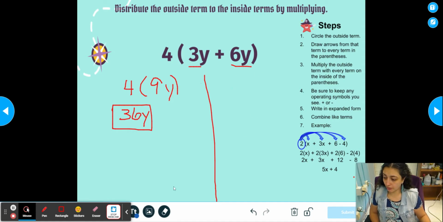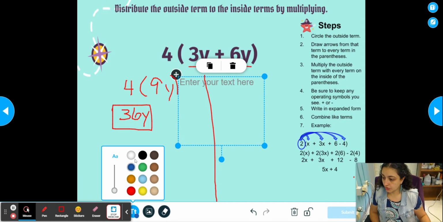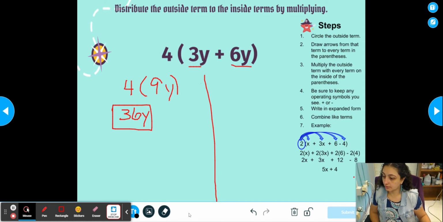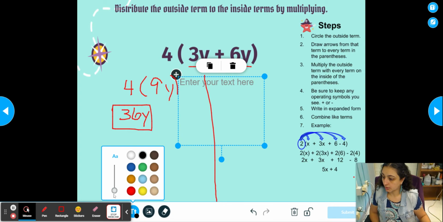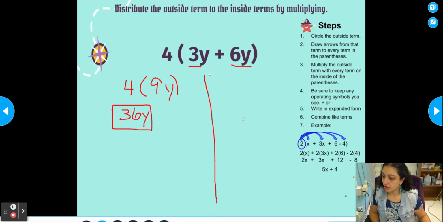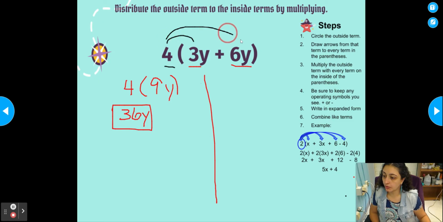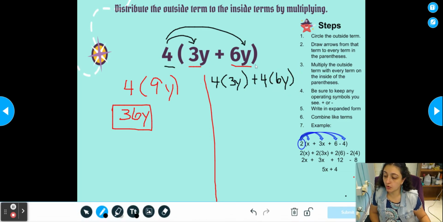If I'm using distributive property, and I'll use a different color to kind of show you that. So using distributive property means I'm going to distribute what's outside of the parentheses to both terms inside of the parentheses. And so the first thing I'm going to do is 4 times 3y. And I'm going to add that to 4 times 6y. And that's what it means by distributing. I'm distributing the 4 to both on the inside.